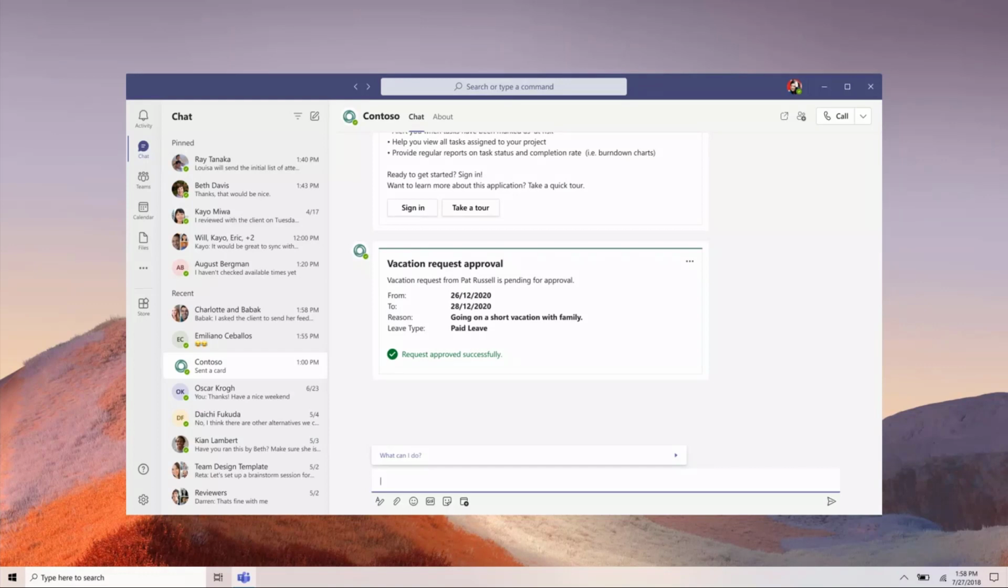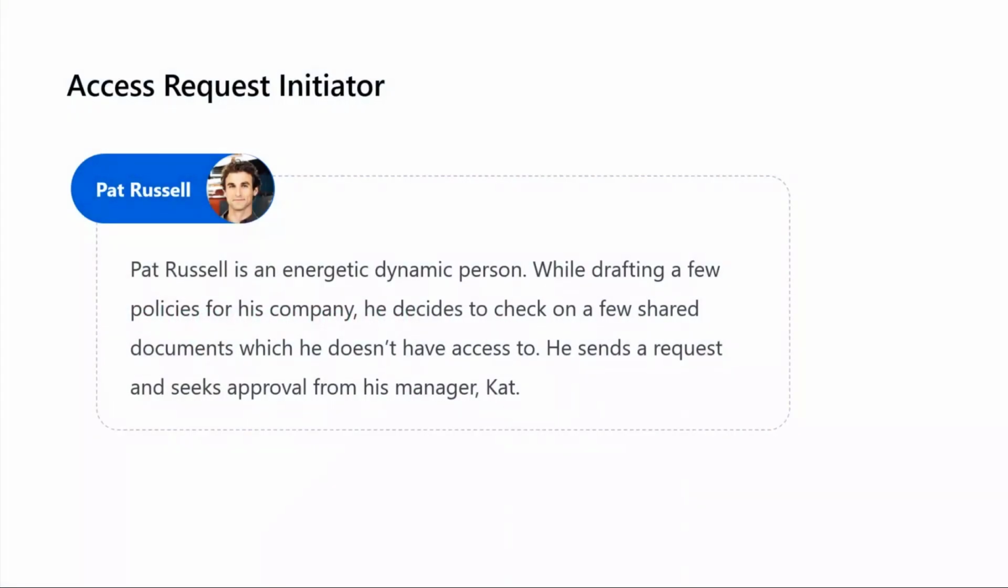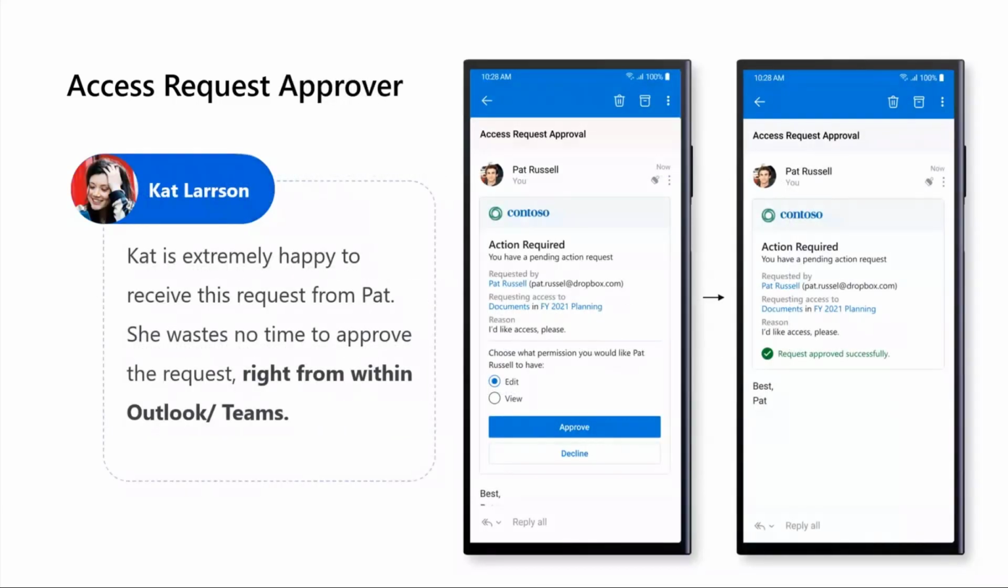And once approved, the card refreshes across both Teams and Outlook, ensuring that both these hubs are always in sync. Now we have another scenario around adaptive cards that talks about access request approvals. Pat is again working on a project and realizes that he doesn't really have access to a necessary document. And hence, he requests his manager, Kat, to provide him the requisite approvals.